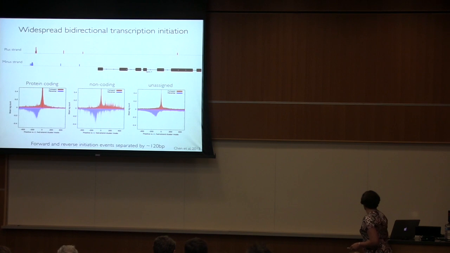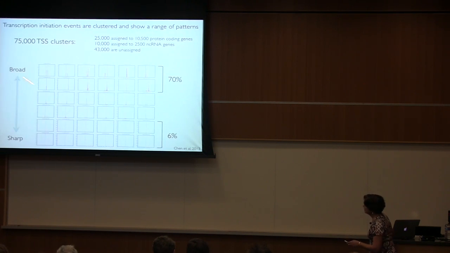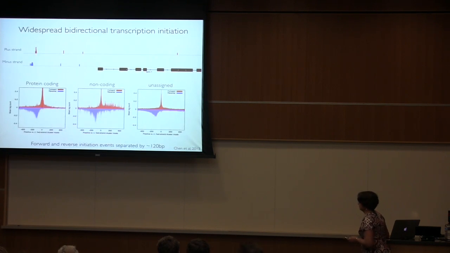We were able to cluster, when we looked genome-wide, initiation regions and called them TSS clusters, and so we have 75,000 basically initiation sites genome-wide, and we could assign about a third of them to protein coding genes, and about two-thirds didn't look like they mapped near protein coding genes, and I'm going to come back to that in a minute.